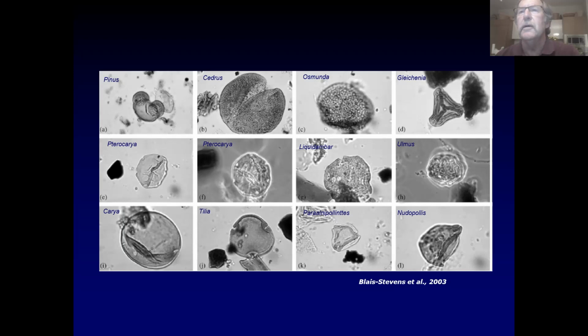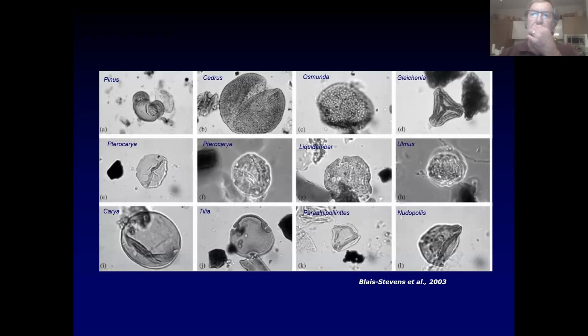Osmunda is a spore, as is Glacial. They're both tertiary spores. Pterocarya is what we call the wingnut. Liquidambar is sweet gum. Ulmus is elm. Carya is hickory. And Tilia is linden. And the two at the lower right, the bottom right, are, well, one is a Paleocene pollen grain, and the one at the far right lower corner is a late Cretaceous pollen grain.